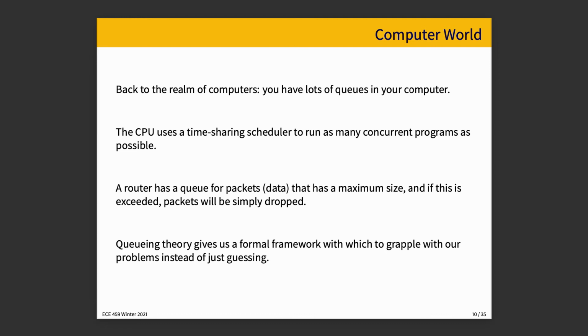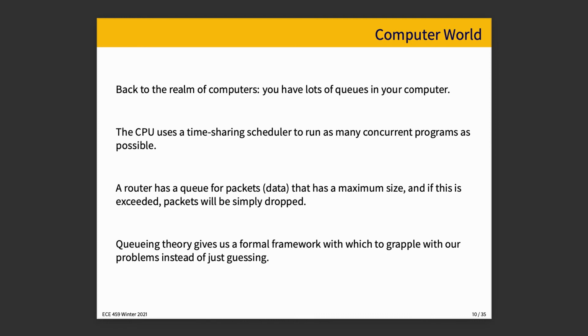A router. You may be watching this partly using Wi-Fi. A router has a queue for packets. Packets contain data. The queue has a maximum size. If this is exceeded, then incoming packets just get dropped. Sorry, can't handle them. That's our congestion management strategy. It might not be your favorite. You might think actually that is not ideal. But that's how it works. That's how it was designed, and that is the behavior that we see.